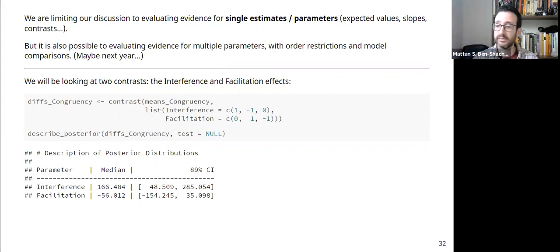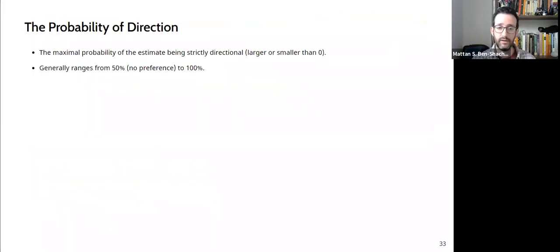So I'll be showing several indices that we can use for making decisions. The first one is the probability of direction. The probability of direction is the maximal probability of the estimate being strictly directional, that is, being strictly positive or negative. It generally ranges from 50%, where there's no preference at all, there's 50% of it being positive, 50% of it being negative, to 100%, where basically the whole posterior is either positive or negative.